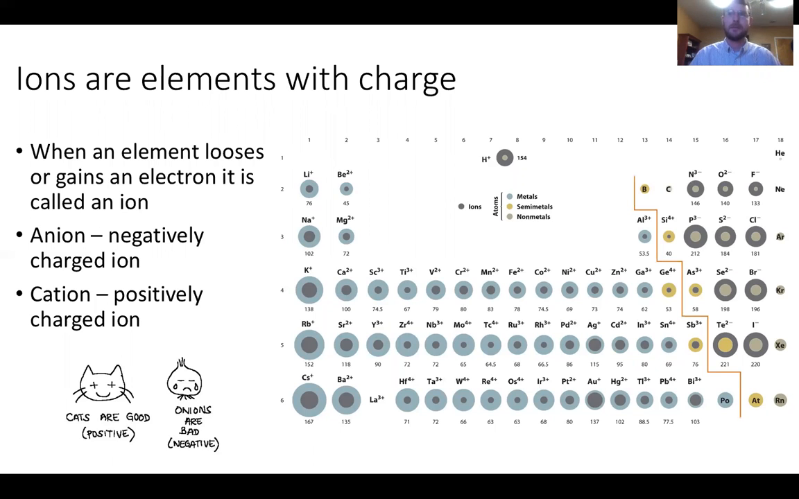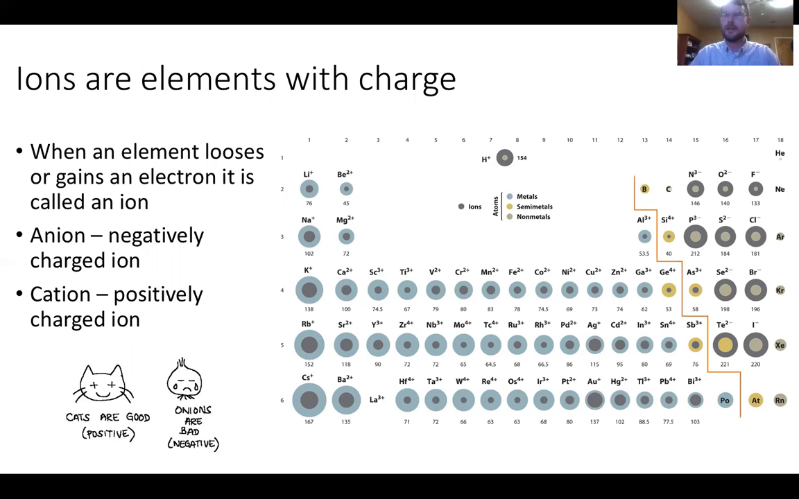Now, how can we remember this? Well, we can remember this by the little picture, that onions, right? Onions are bad. They make you cry. An anion, very similar to onion, is a negatively charged ion, right? Negative means bad. Whereas a cation is a positively charged ion. Cats are good. At least to some people, cats are good. But cats are good. And so it's a positively charged ion. So cats are good, positive; onions are bad, negative. That's the way we can remember cations and anions.